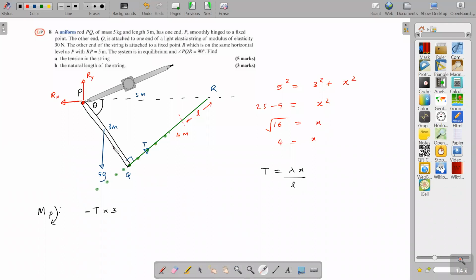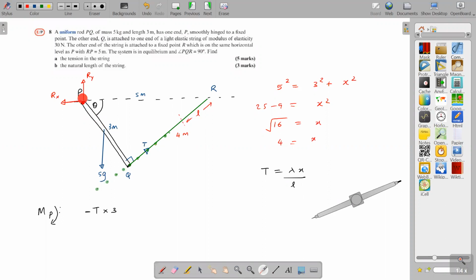Now I have taken moments with the force T. Now let's take moments with the other force to consider here, which is 5g. When you take 5g, either you could resolve 5g into two parts, or you could simply take the line of action of 5g and consider the perpendicular distance from the force 5g to point P.